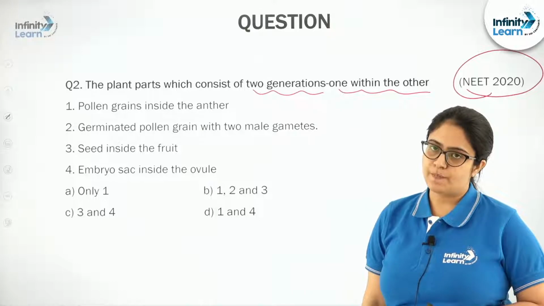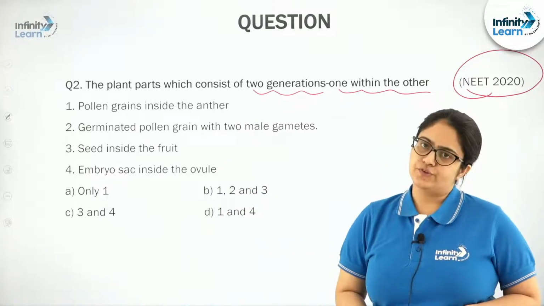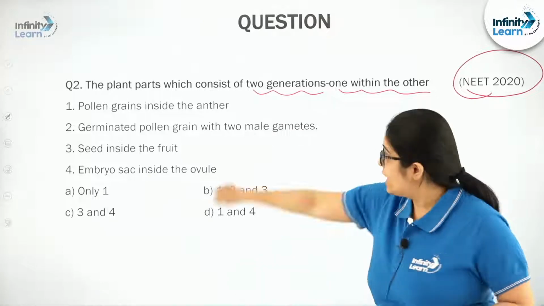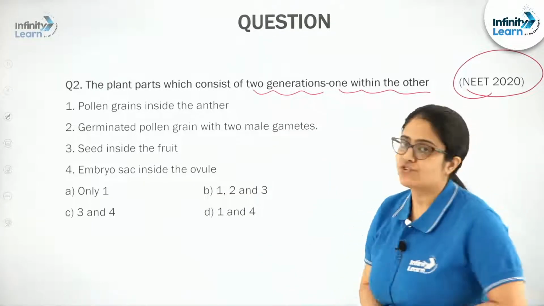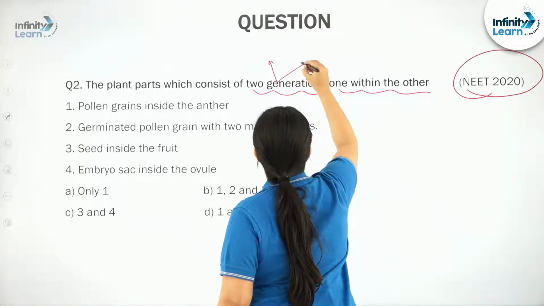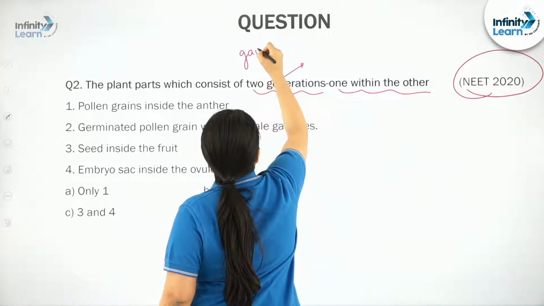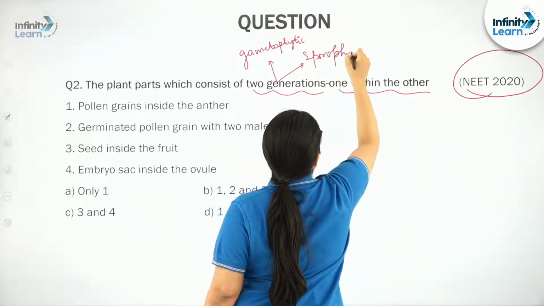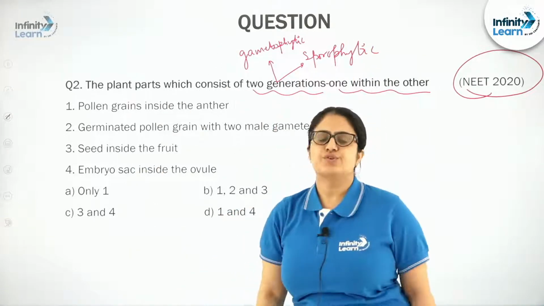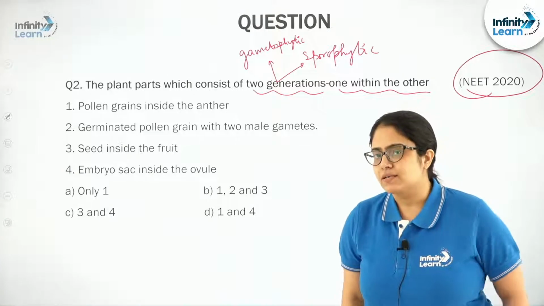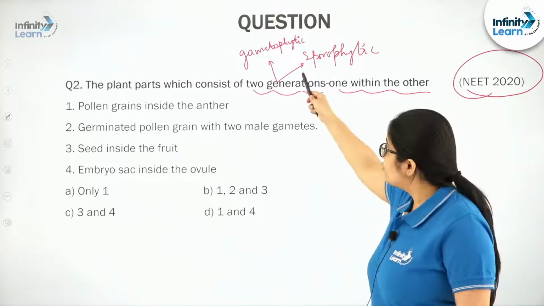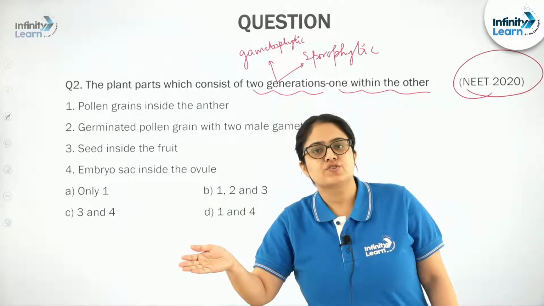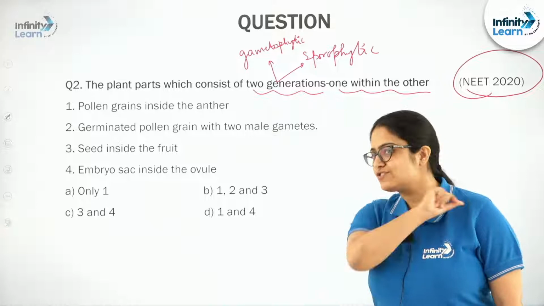NTA is trying to ask you, out of these four options, in which option there is a part or parts of a plant where both sporophytic and gametophytic generation is there. So here two generations refer to gametophytic and sporophytic, right, students. Out of these four options, you have to find the plant part or parts in which one part represents the gametophytic generation and another represents the sporophytic. So, let us check out all the options.